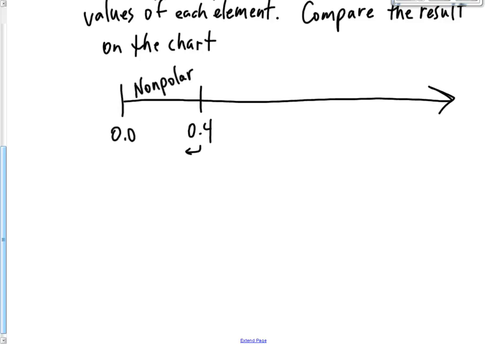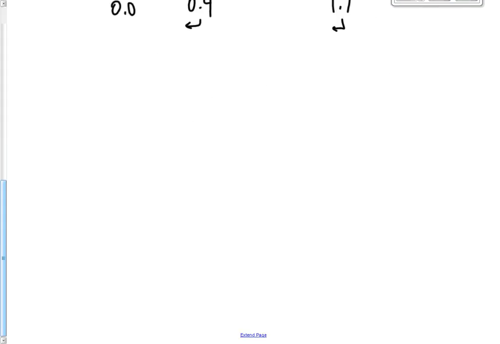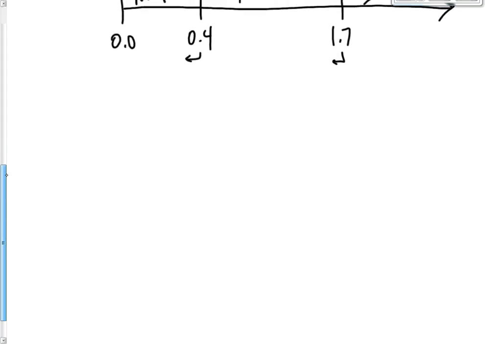Okay, from 0.4, technically 0.41, I guess, to 1.7, these are going to be polar bonds. Okay, and again, if it's exactly 1.7, I always just say move it to the left, it's polar. And then anything higher than 1.7 is going to be an ionic bond. Okay, so we've already talked about ionic bonds. So this is your scale, your number line that you're looking at.